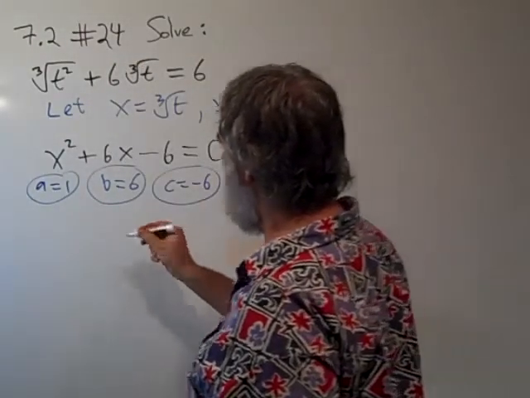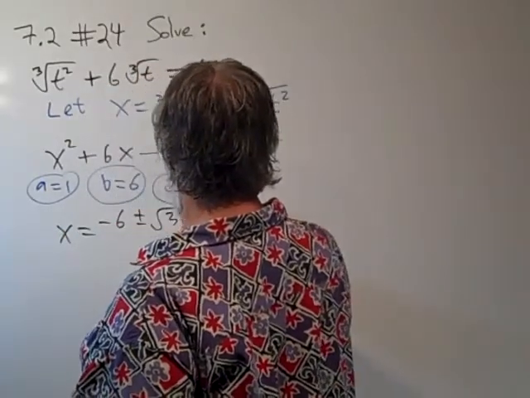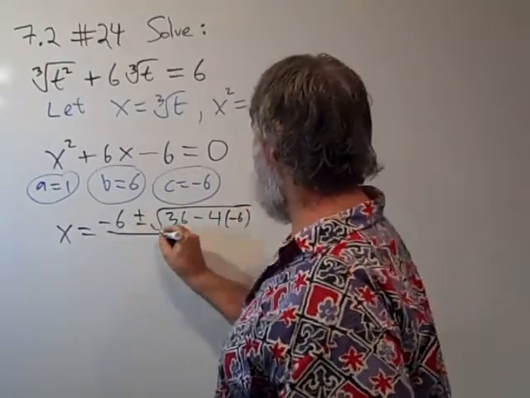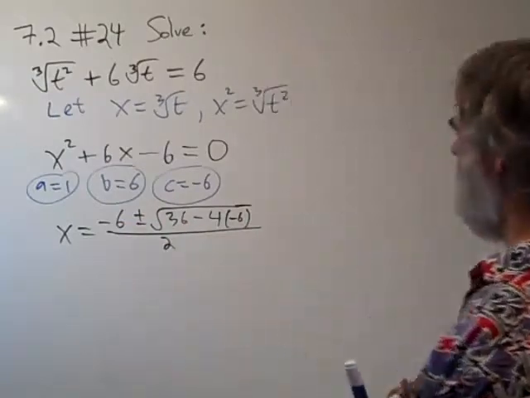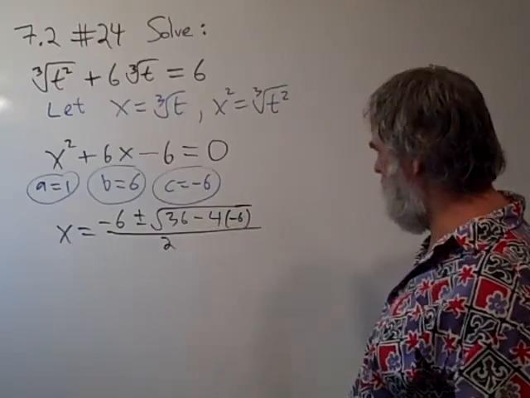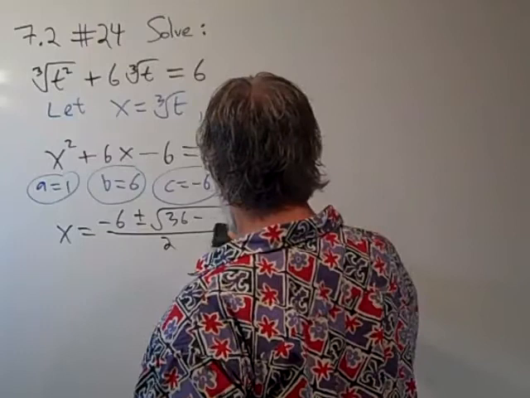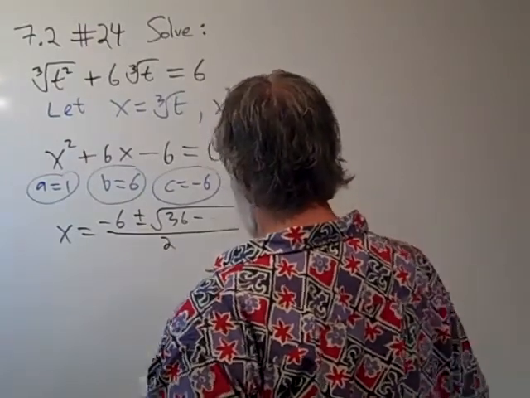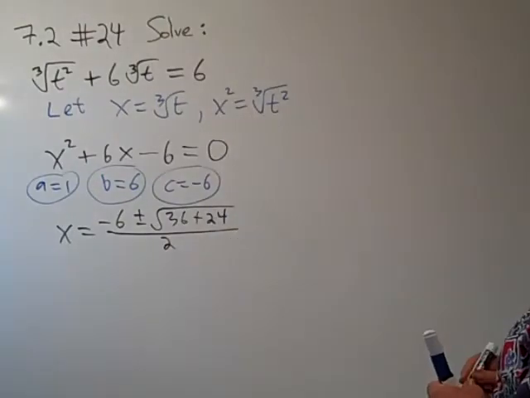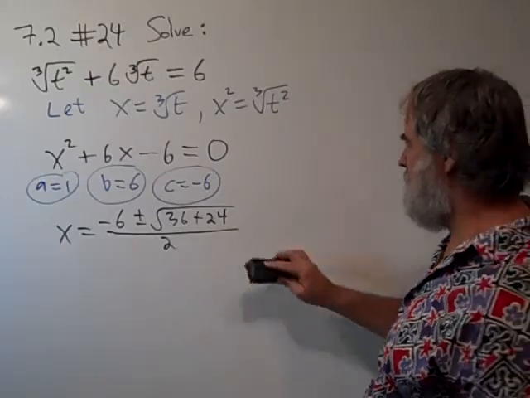Applying the quadratic formula, we get that x is negative 6 plus or minus the square root of 36 minus 4 times a times negative 6 here, all over 2 times a, which is just 1. 6 times 4 is 24, and a negative times a negative is a positive, so that's plus 24. And 24 plus 36 adds up to 60.